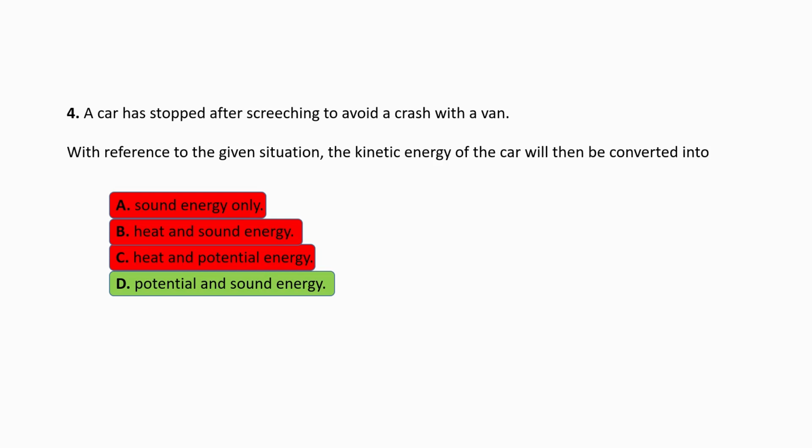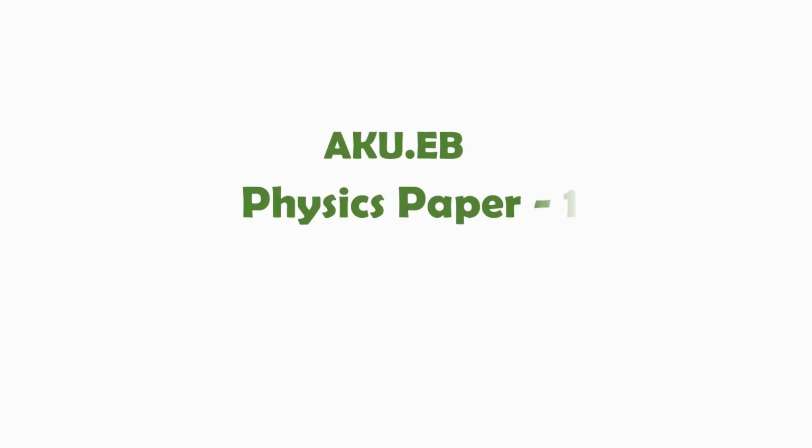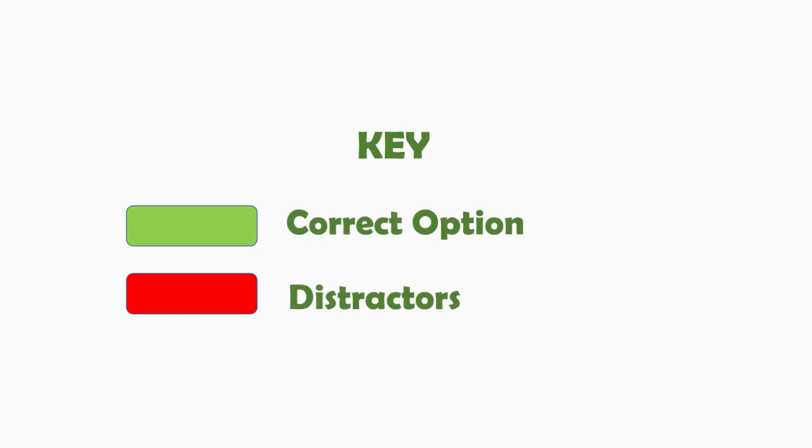So that's all from the grade 9 topics. So grade 9 के लिए हम यहाँ पर complete कर चुके हैं. We have concluded. Now let's move towards the grade 10 physics. Key will remain the same. Green one for the correct option and red one for the distractor.